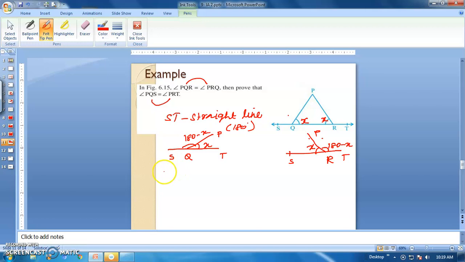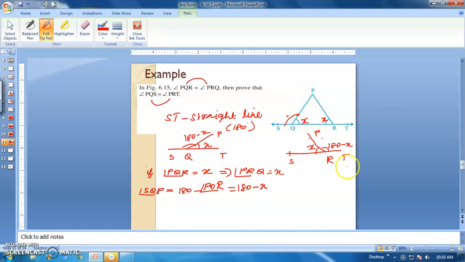Okay. So angle PQR equal to X, which implies angle PRQ equal to X. Okay. And angle SQP, that is this angle. Okay. This angle SQP equal to 180 minus angle PQR. So equal to 180 minus X.